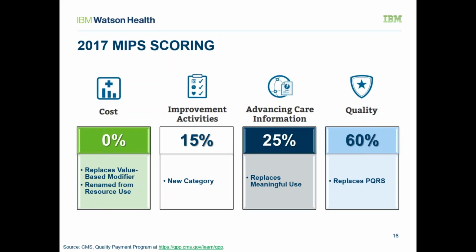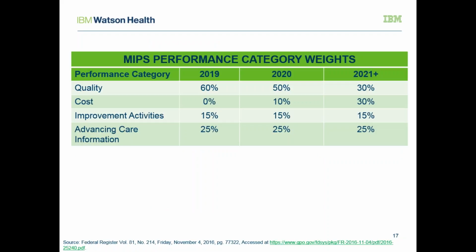As you can see, there's 4 categories. There's the cost, improvement activities, advanced care information, and quality. As you can see, cost is 0%. It used to be 10% under the proposed rules. That 10% was shifted to the quality side of it, so the quality piece of reporting went up by 10%. The improvement activities, which is the new category, and the advanced care information, which replaces meaningful use, stayed the same. Here you can see the MIPS performance category weights for 2019 up to 2021 and beyond.